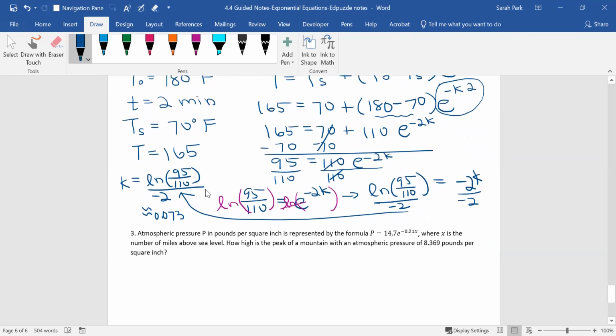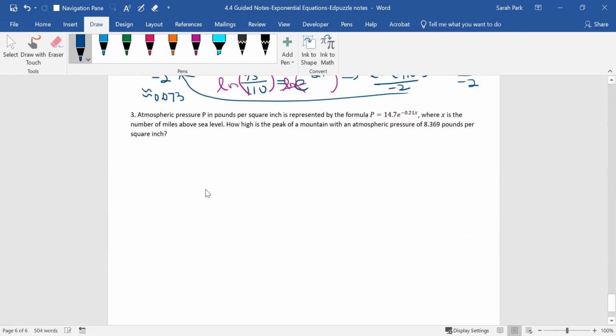Okay, so number 3, we have a different type of problem looking at atmospheric pressure. We'll actually also do this one together in class, but it might be good to just try to solve it on your own before we meet for class.